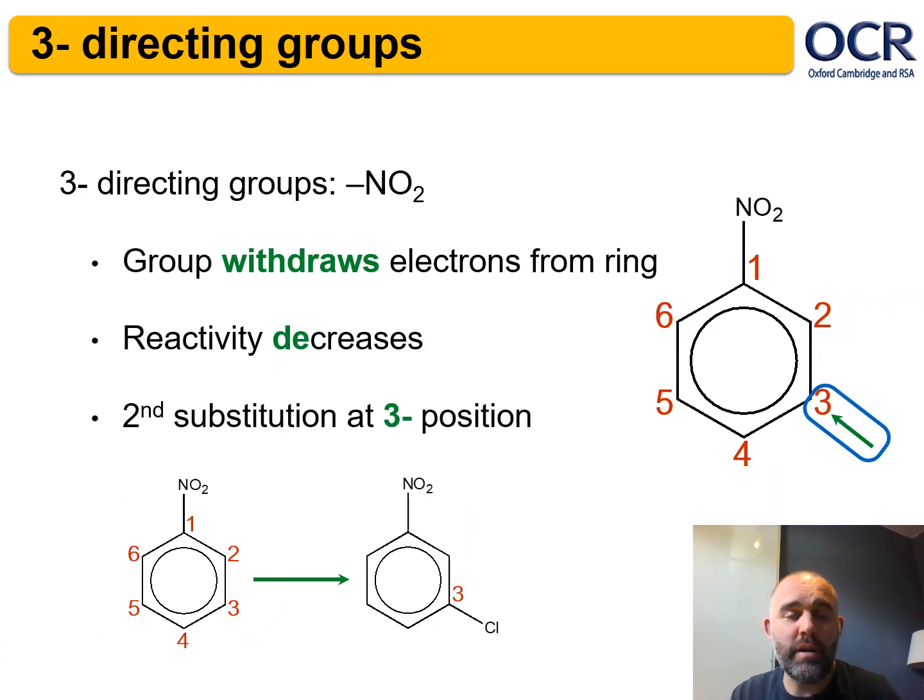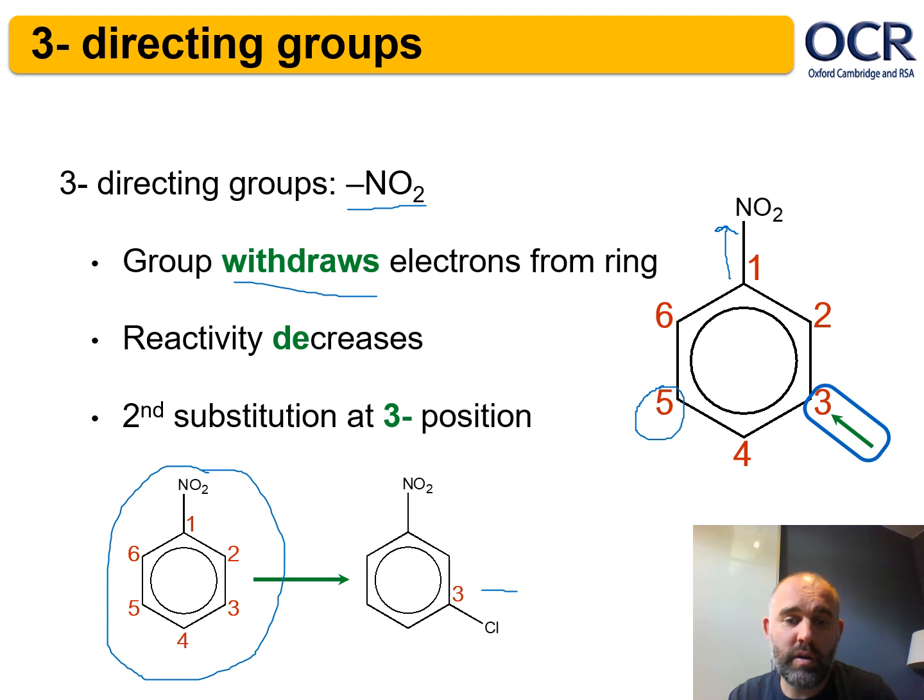Now, if you have a 3 directing group, the one that you need to know is NO2. That takes electrons out of the ring. So electrons are actually going from the ring towards the nitrogen. So that makes it less reactive. And it has the effect of directing another electrophile to the 3 position. The 5 position is like the 3 position from the other side, isn't it? Okay. So here you can see we've got nitrobenzene. We're adding a chlorine to it. It will go to here, it'll be 3 chloronitrobenzene.